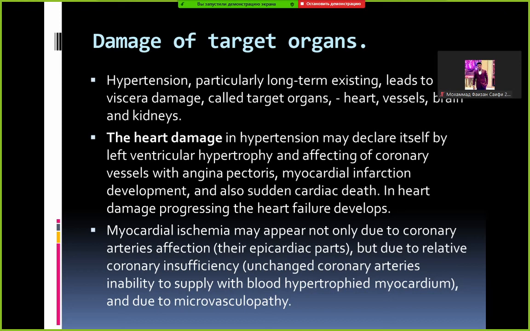In heart damage progressing, the heart failure develops. Myocardial ischemia may appear not only due to coronary arteries affection, their epicardiac parts, but due to relative coronary insufficiency, unchanged coronary arteries, inability to supply with blood hypertrophied myocardium, and due to microvascular pathology.